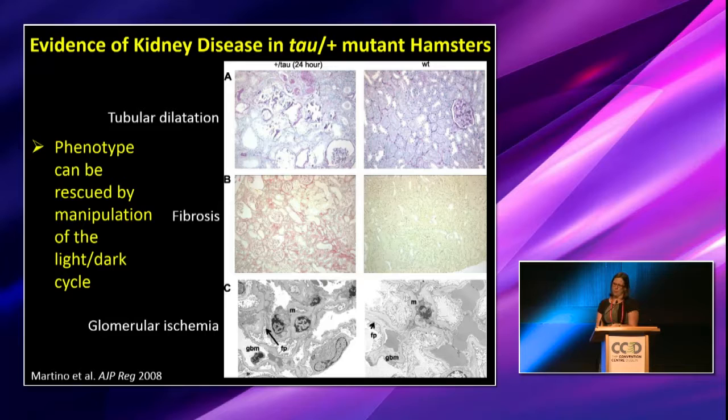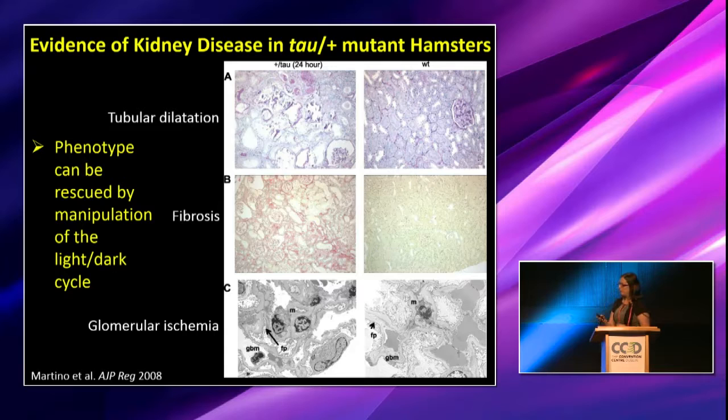So when they're forced onto that 24-hour cycle, they exhibit a cardiorenal phenotype. And you can see that here if we look just at the kidney. So these are wild-type hamsters on the right showing normal histology, normal glomerular architecture. And in the tau mutant hamsters on this 24-hour cycle, you can see dilated tubules, you can see fibrosis, and evidence of glomerular ischemia. So these histological slides illustrate the effects of a broken clock, if you will, on kidney anatomy.